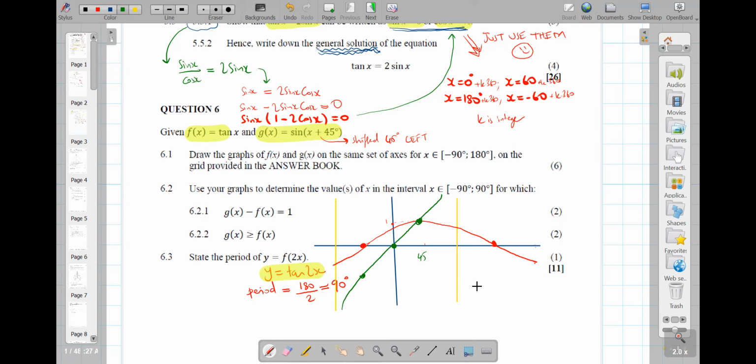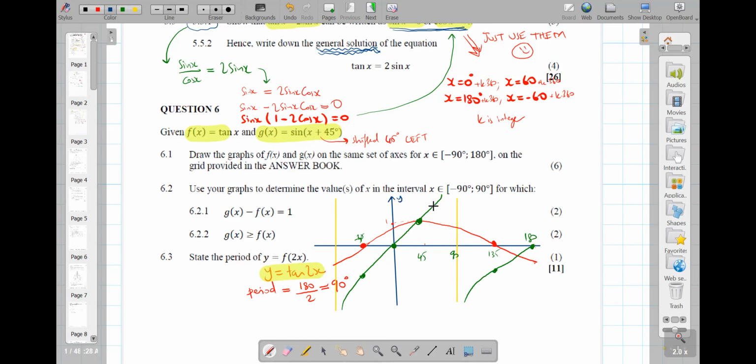And even here, tangent 135 is minus 1. So it will come like that, 180. At 180, it will be 0. So that's 180, that's 135, that's 90, that's minus 45. So I just try to draw, but you can plot it. That's 6 marks. Drawing this.